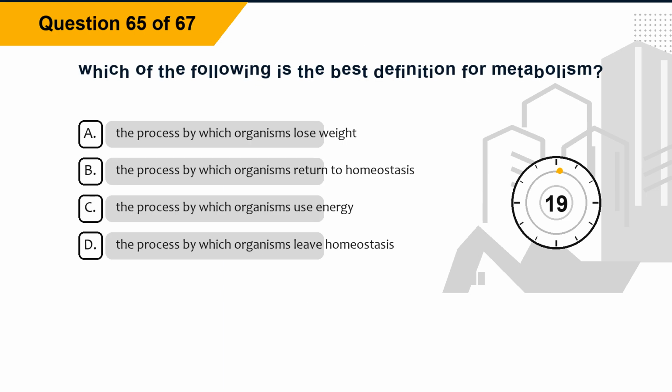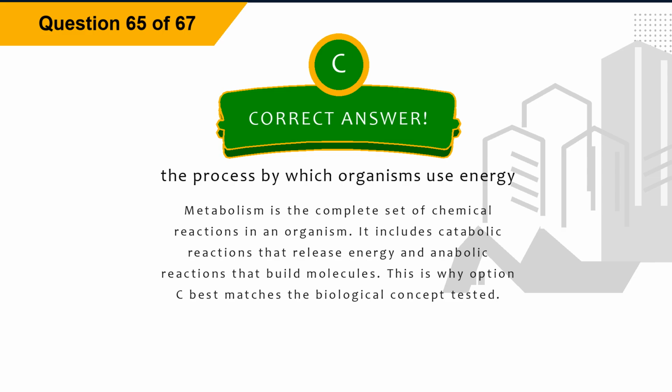Question 65. Which of the following is the best definition for metabolism? Option A, the process by which organisms lose weight. Option B, the process by which organisms return to homeostasis. Option C, the process by which organisms use energy. Option D, the process by which organisms leave homeostasis. The correct answer is option C, the process by which organisms use energy.